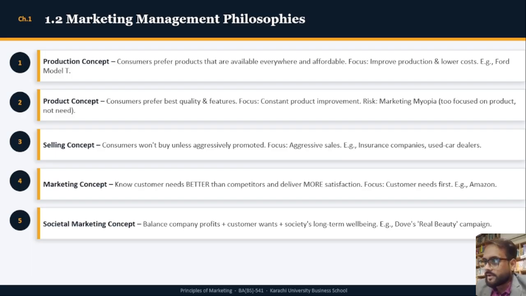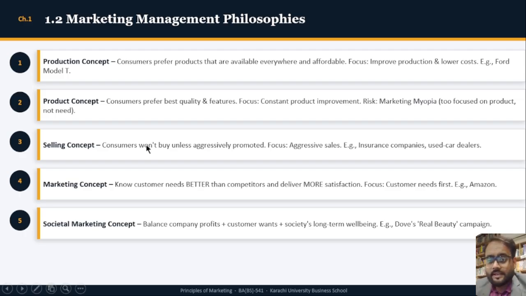Let's talk about number one, the production concept. Here, customers prefer products that are available everywhere. The production concept explains that customers prefer products which are easily available and easy to access; customers can easily get that product. The second is the product concept. The product concept is that customers prefer the best quality and features. If customers want to buy something, they need the best quality product.